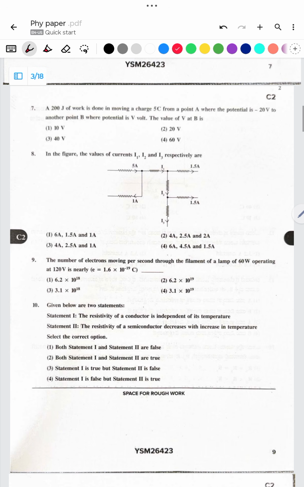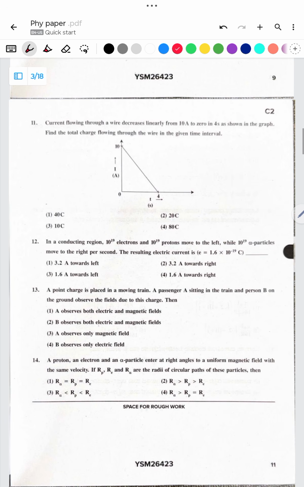Okay. Next, seventh question, option 2, 20 volt. Eighth question, option 4, 6 amps, 4.5 amps and 1.5 amps. And the next one, ninth one, option 3, 3.1 into 10 to the power 18. Next, for the 10th one, option 4.